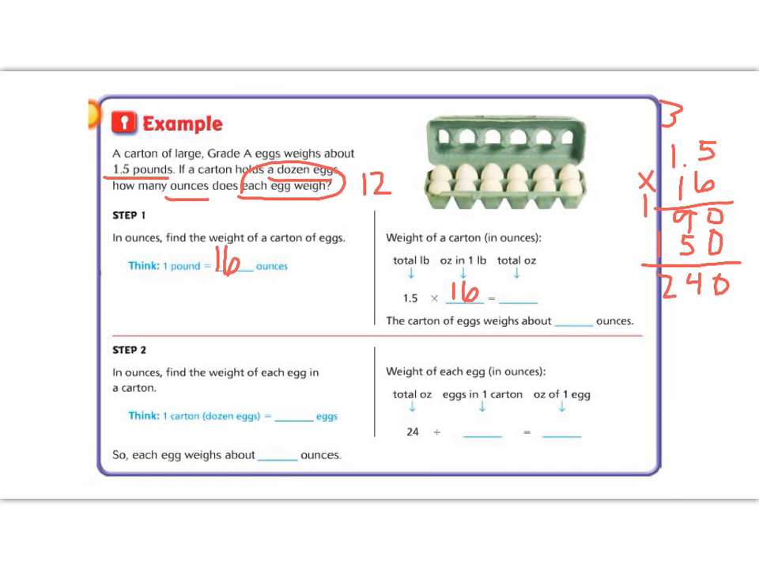And then we have to move our decimal 1 place. So we move our decimal 1 place. So our answer is 24 ounces. So 1.5 pounds is 24 ounces.